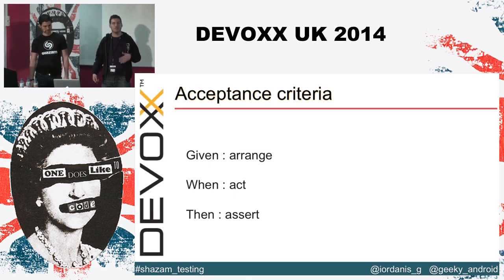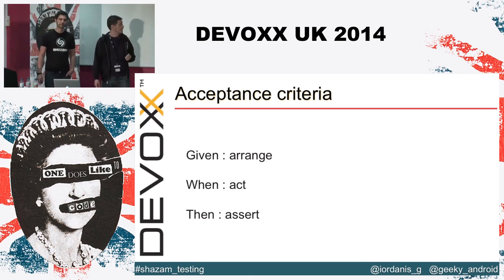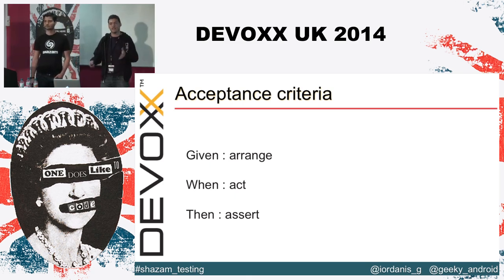This is where you arrange your system in order to perform some actions on it. And you perform those actions in the when step. On Android, this might be something like interacting with the interface, clicking buttons, or doing stuff like that. And lastly, it's the then step, where you assert that the action you performed had the desired outcome. On Android, again, you might assert that an error message was displayed on screen.